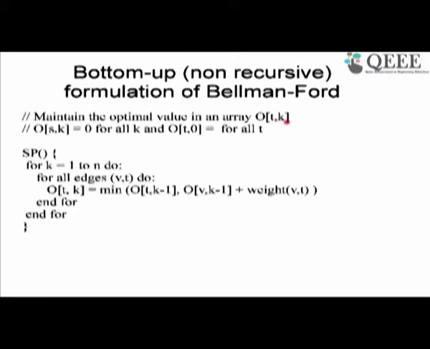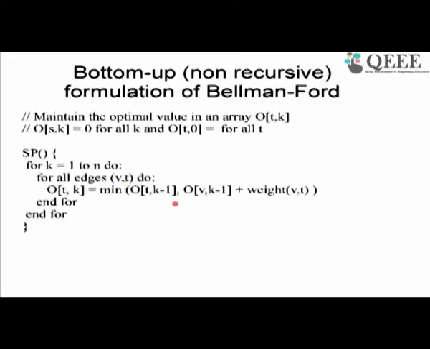So I keep an array called OTK, and this array keeps the shortest path that has been found so far to T with at most K edges. So OSK is equal to 0 for all K and OT0 is equal to infinity for all T. I should have written infinity here; I think that symbol vanished. And then for every K from 1 to N, I look at nodes V and try to see whether I can improve it by going via V.